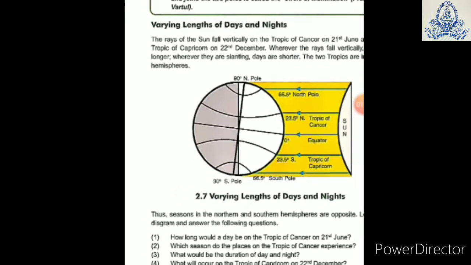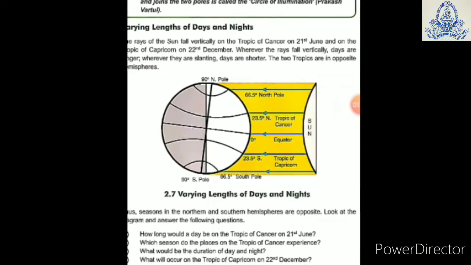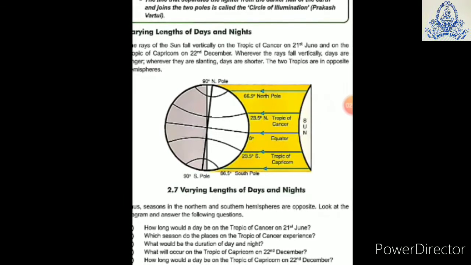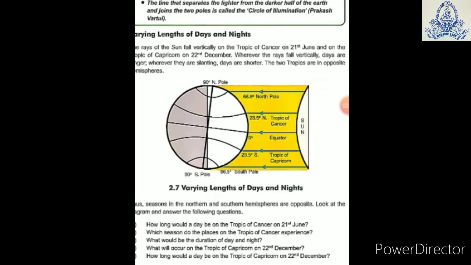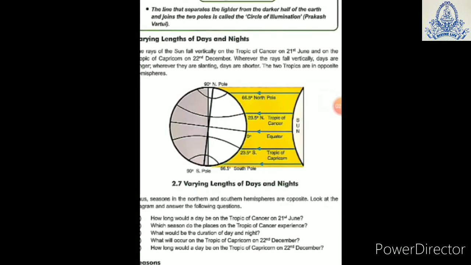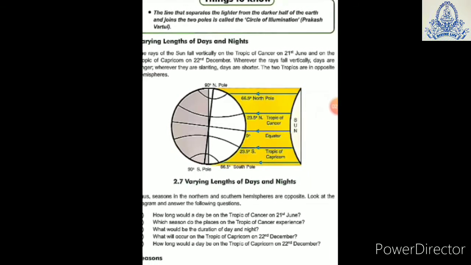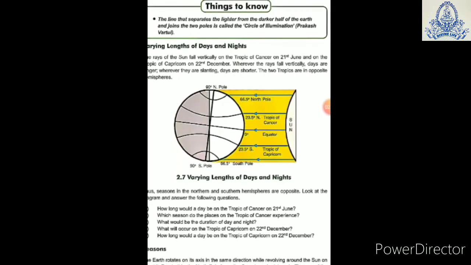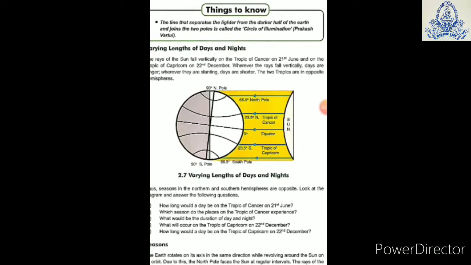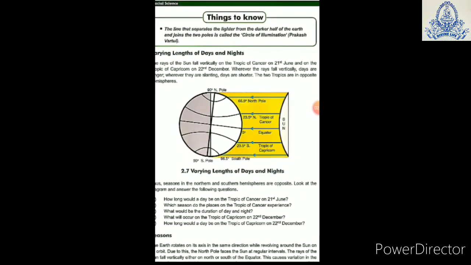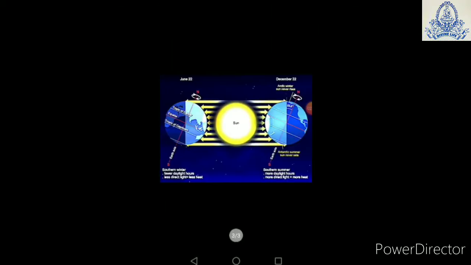Now how does it happen? Here they are saying that the rays of the sun fall vertically on the Tropic of Cancer on 21st June and also on the Tropic of Capricorn on 22nd December. Actually, by the diagram I can make you understand. First of all, we understand what vertical means. Vertical means something which is falling directly to the main center. In the next picture I will tell you.